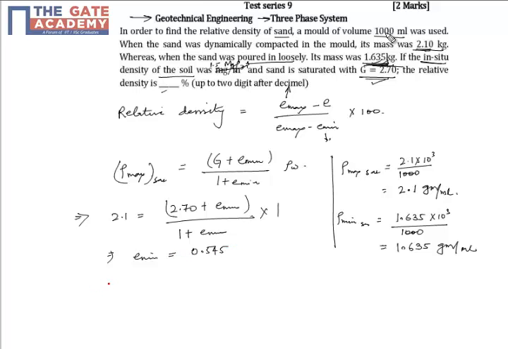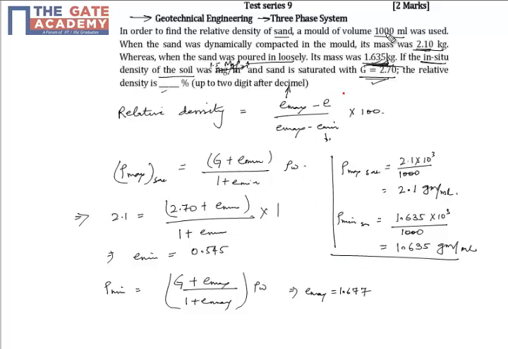From here we get e minimum to be 0.545. Similarly, rho minimum would be (G plus e max) divided by (1 plus e max) into rho W. From here we get e max to be 1.677. Now how to calculate this e, that is, the in situ e?